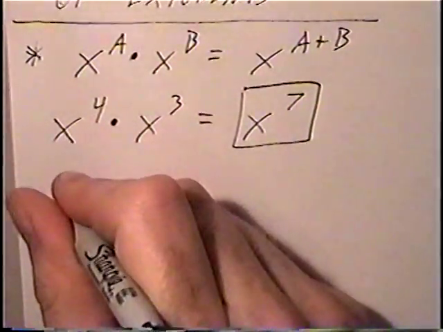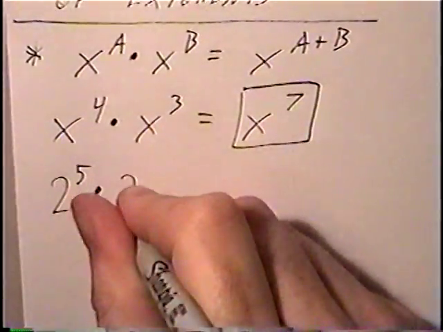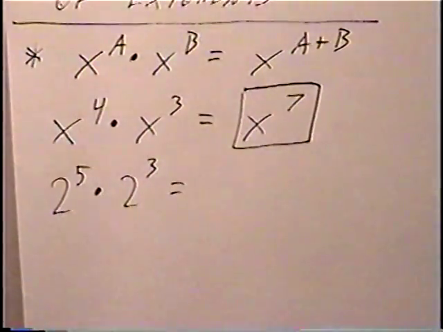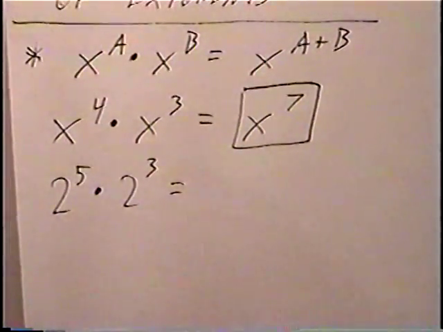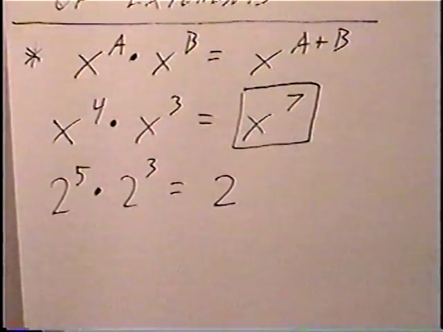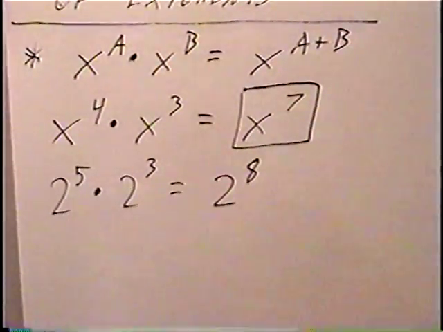Second question: 2 to the fifth power times 2 to the third power. Again, if you have the same base, the same number being raised to the exponents, that number 2 would stay the same, and the exponents we can add, 5 plus 3, which would be 8.